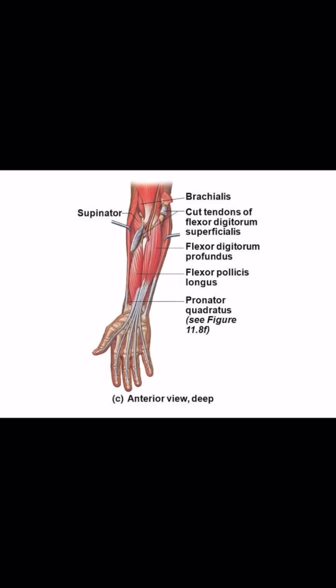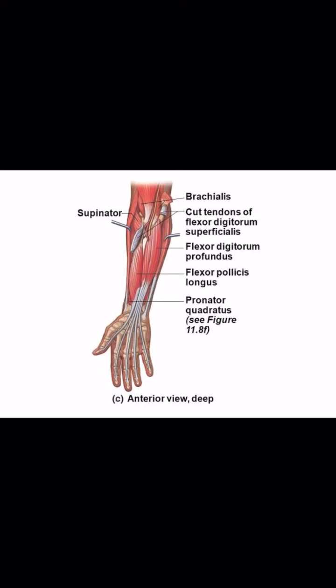So what are the extrinsic finger flexors? By extrinsic, we mean the muscles that have their origin outside the hand. There is flexor digitorum superficialis. It flexes the proximal interphalangeal joint and metacarpophalangeal joint.